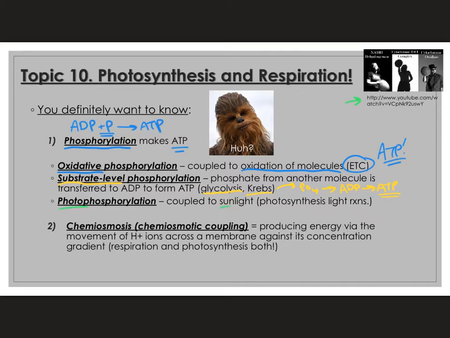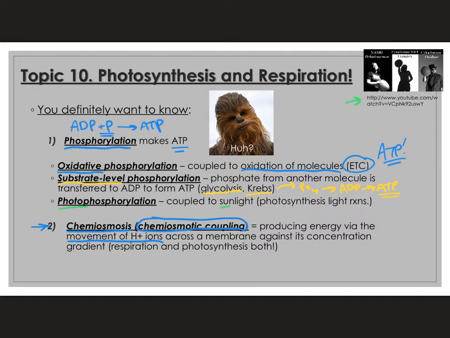Now the second thing on this slide, or fourth, depending on how you're counting, that's really important here is this term chemiosmosis, or sometimes referred to as chemiosmotic coupling. Now, chemiosmosis is a lot like oxidative phosphorylation, I guess. It's kind of hard to separate the two. But chemiosmosis, or sometimes I prefer the term chemiosmotic coupling, is this idea that oxidative phosphorylation relies on the movement of hydrogen ions across a membrane against their concentration gradient.